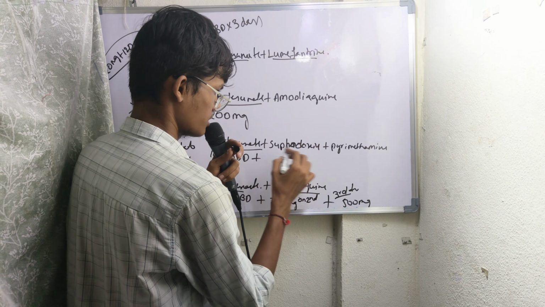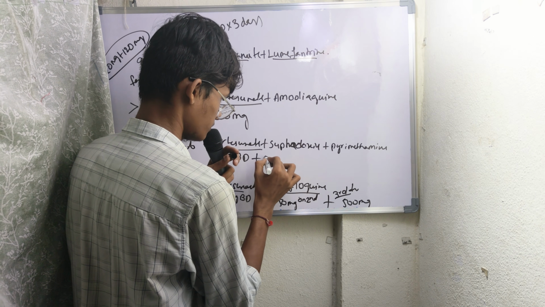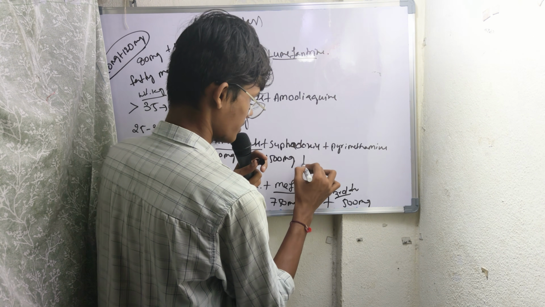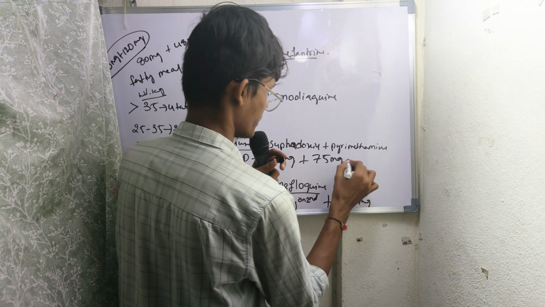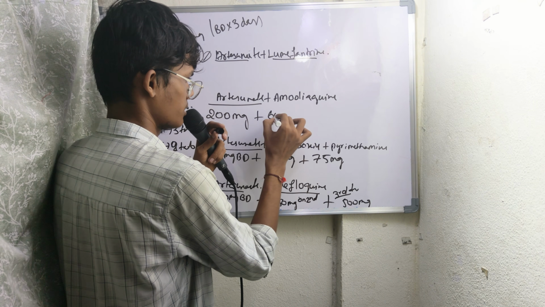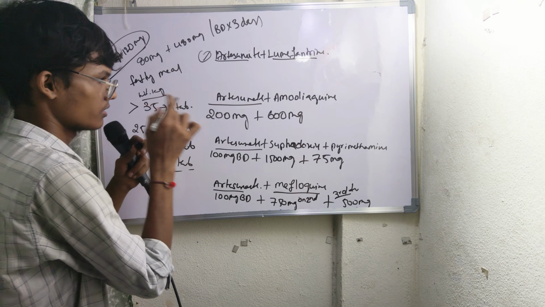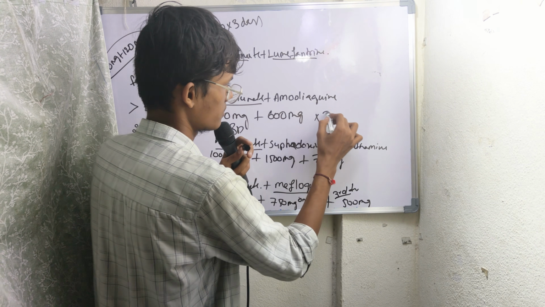And then here sulfadoxine is 1500 mg plus pyrimethamine, it is a single dose, 75 mg you can give. And here amodiaquine is 600 mg. This is also BD for 3 days.